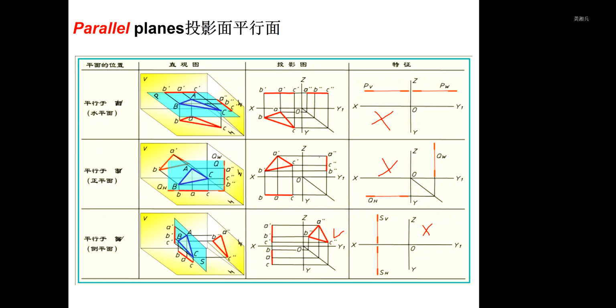For any shape like this, you can tell me, okay, this one is the H plane. This one is H parallel, a horizontal plane. This one is the front plane. This one is a side plane, also called the W plane or profile plane.